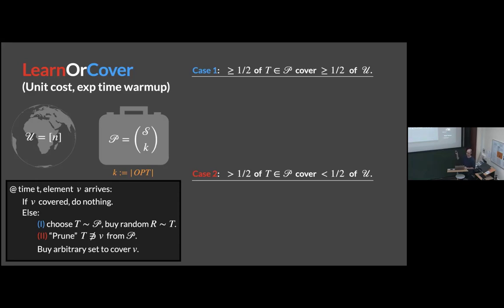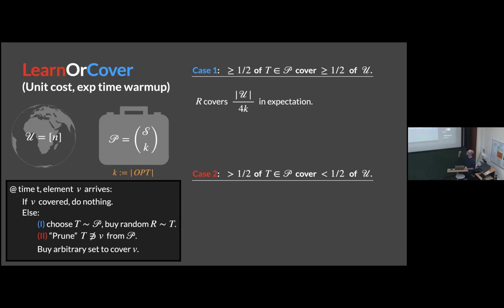I'll let you stew with this for a sec. So basically, half of the potential solutions in our portfolio are decent. They cover a good fraction of what remains. Case 2, the opposite: at least half of them are bad. Okay. In case 1, I claim that R covers at least size of U over 4K in expectation.